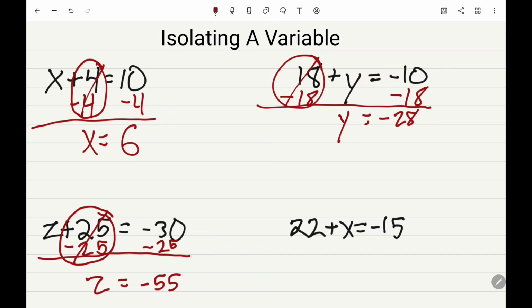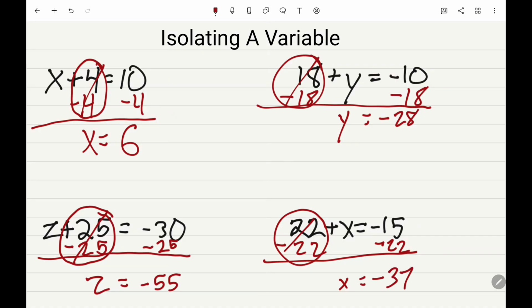And finally, 22 plus x equals negative 15. So we're going to get rid of the 22. We're going to subtract 22 from both sides. It cancels out. We have x is equal to negative 37.